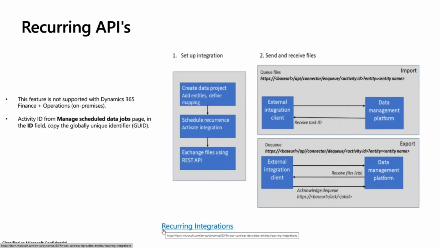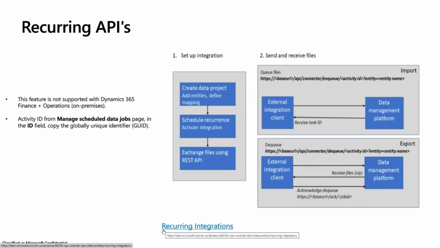Now, the most important part is how to decide when to use recurring integration and package API. The most important point is that with recurring integration, you can schedule that integration within finance and operations. When you create a data project for recurring integration, an important part of setting that up is to set up a recurrence. Whenever any client sends a file, it gets into queued status, and then a finance and operations job runs and picks that up to process it. So you control that integration within finance and operations.